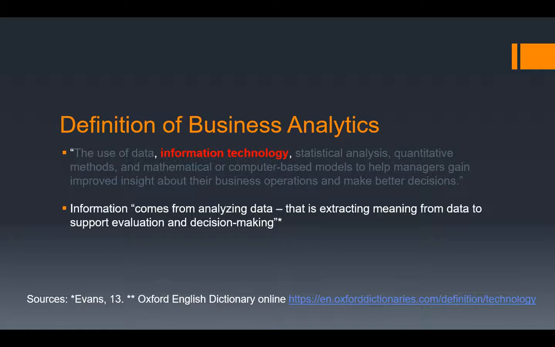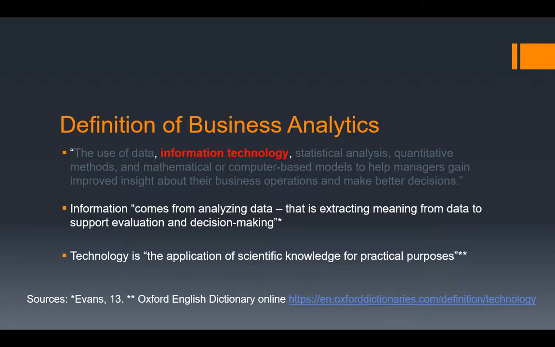Information technology. Information comes from analyzing data, that is, extracting meaning to support evaluation and decision making. So once you write down the temperature and humidity, you can then look at the two and see if there's any relationship between them. That insight would be information. Technology is the application of scientific knowledge for practical purposes.